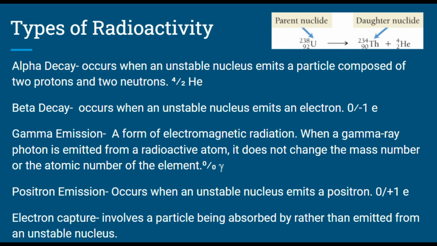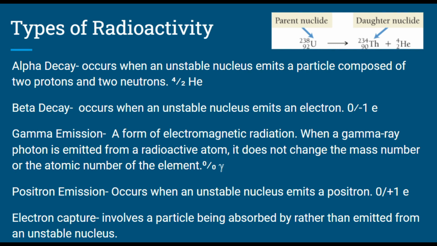Now, for the basis of nuclear chemistry, we're going to be looking at four different kinds of radioactivity. The first one is alpha decay. This occurs when an unstable nucleus emits a particle composed of 2 protons and 2 neutrons. If we look at it, it has a mass number of 4 and a 2 on the bottom to state its protons, and it is the element helium.